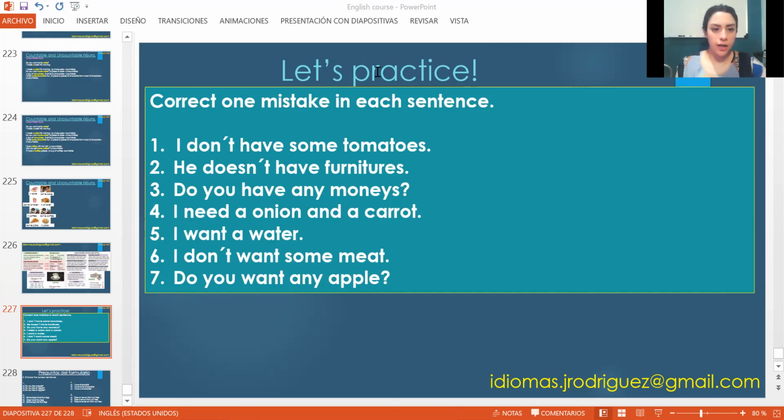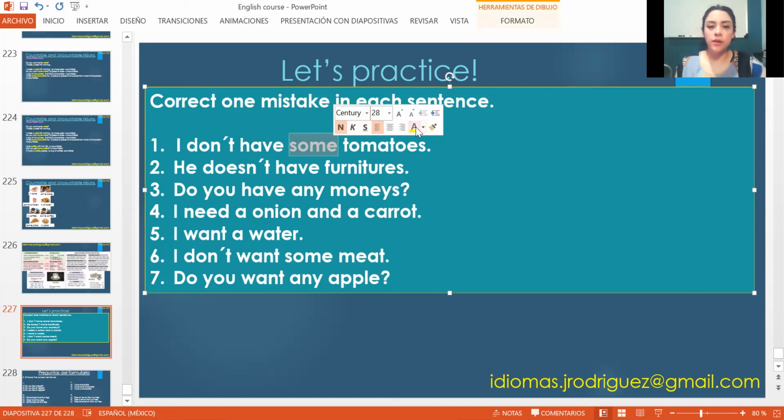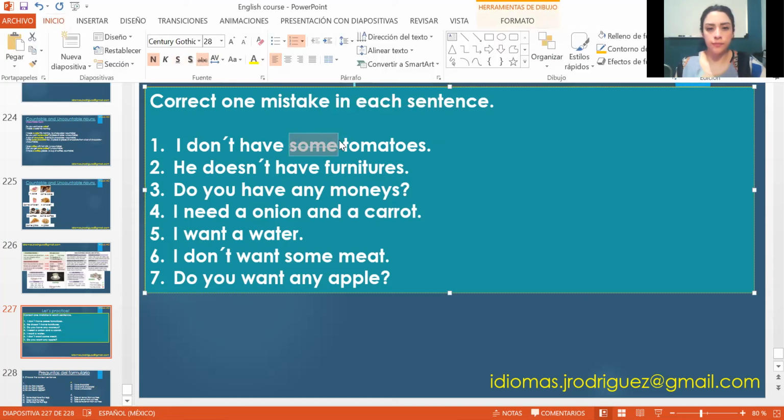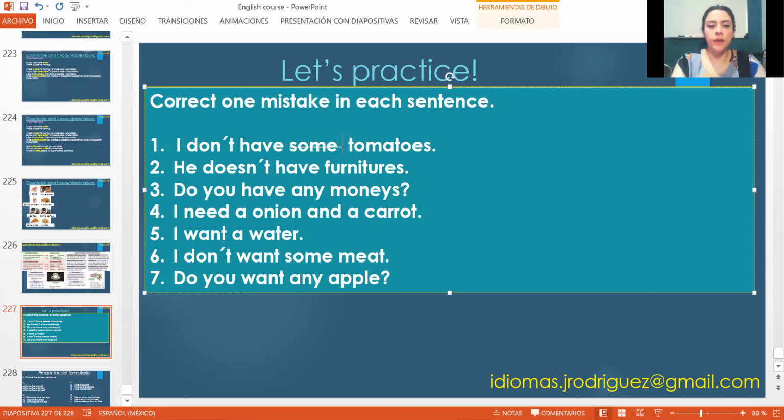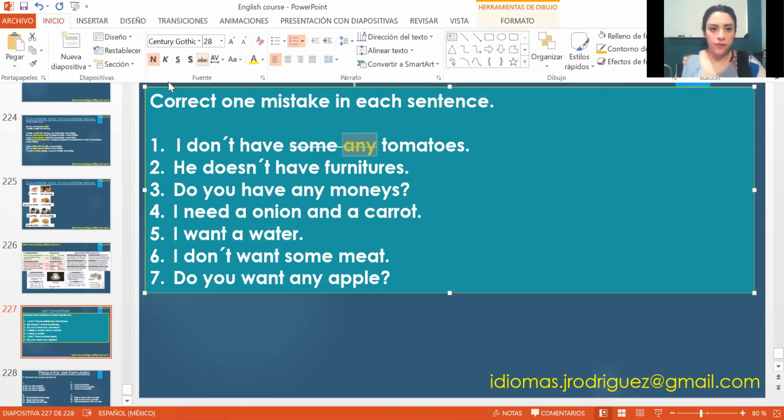Okay, so let's check. The first sentence, I don't have some tomatoes. We cannot use some in negatives. Okay, so we're not going to use some. I'm going to use any tomatoes. Okay, no tengo nada de tomates.